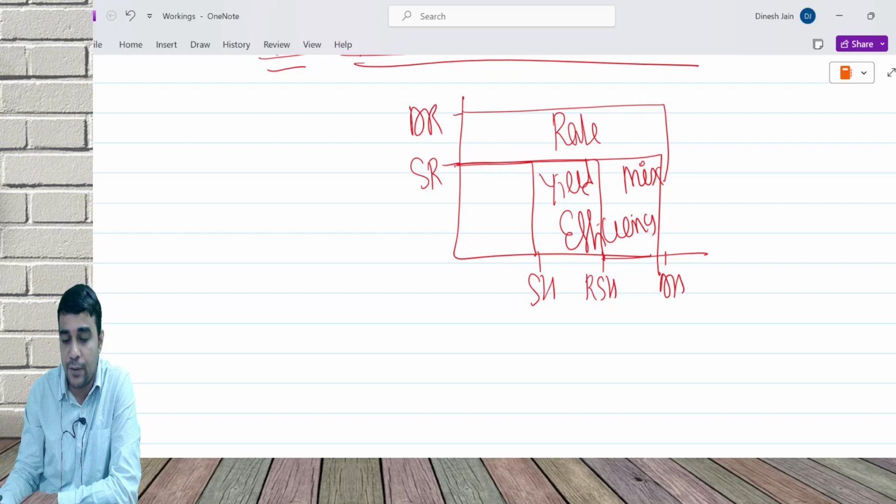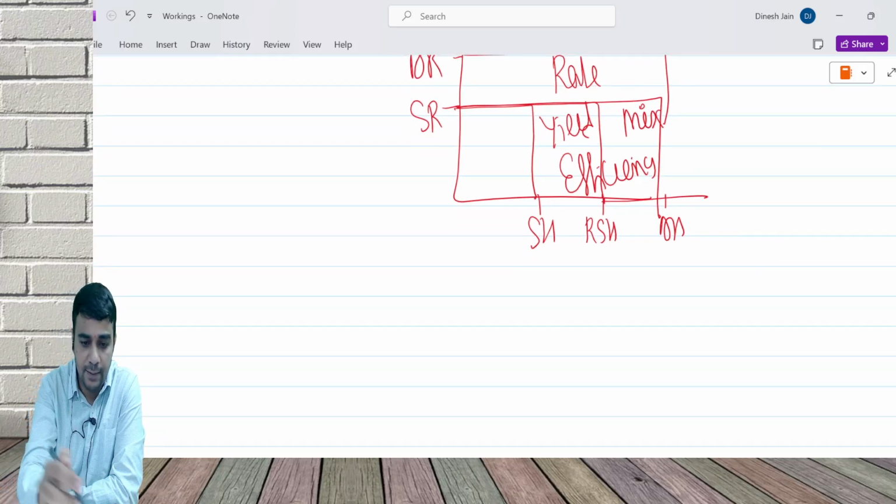Tell me what is the formula for labor yield variance? SR into SH minus SR into RSH. Labor mix variance, SR into RSH minus SR into AH. Labor efficiency variance, SR into SH minus SR into AH. Labor rate variance, SR into AH minus AR into AH. Overall labor cost variance, SR into SH minus AR into AH.